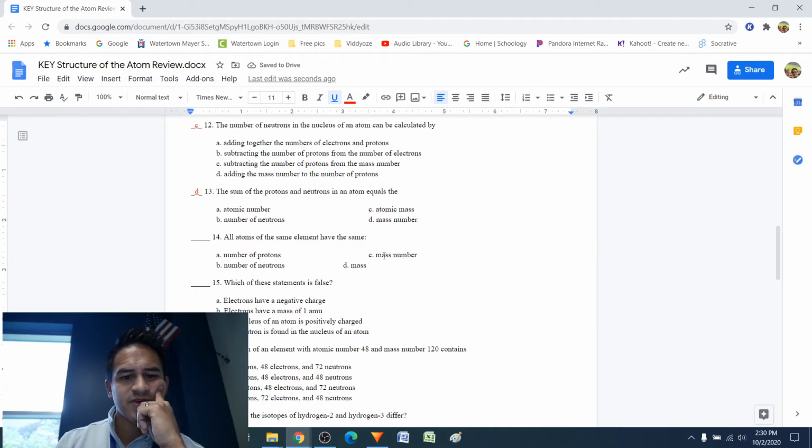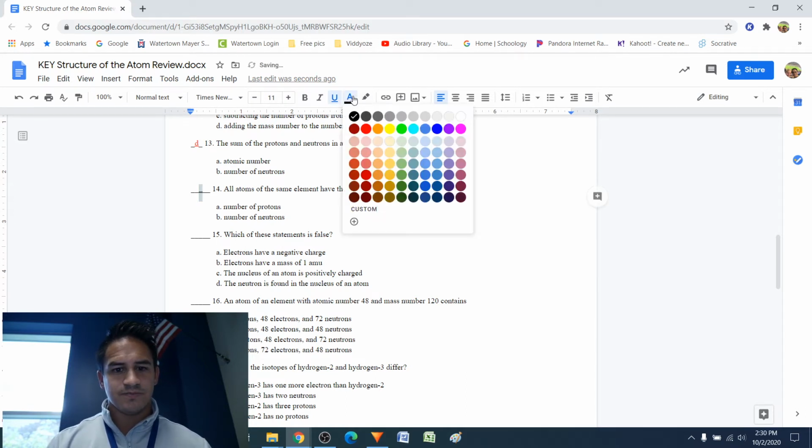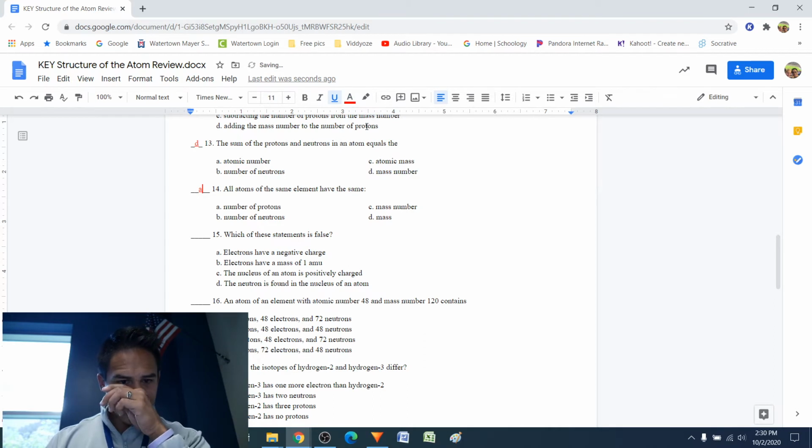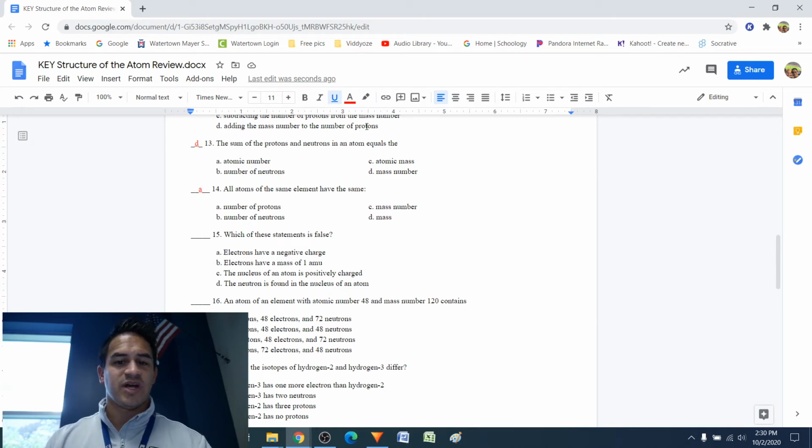Number 14, all atoms of the same element have the same... So if it is the same element, then what makes that element the same is the fact that it has the same number of protons. Okay, so this one is going to be letter A for our proper choice. The number of neutrons can change, even if it's the same element. Mass number is specific to isotopes.